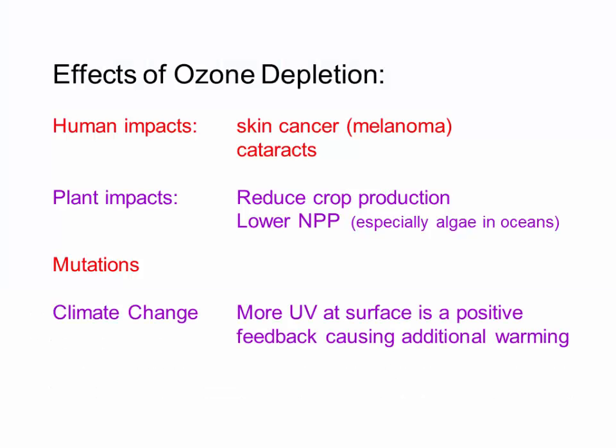Here are some effects of ozone depletion. Skin cancer and cataracts, and that's a human physiological impact, along with mutations. It can also impact plants. Increased UV radiation to the earth would reduce crop production. It would reduce algae in oceans, so less producers would mess the food chain up. It could also lead to climate change. More energy reaching the surface would warm things up, causing additional global warming.